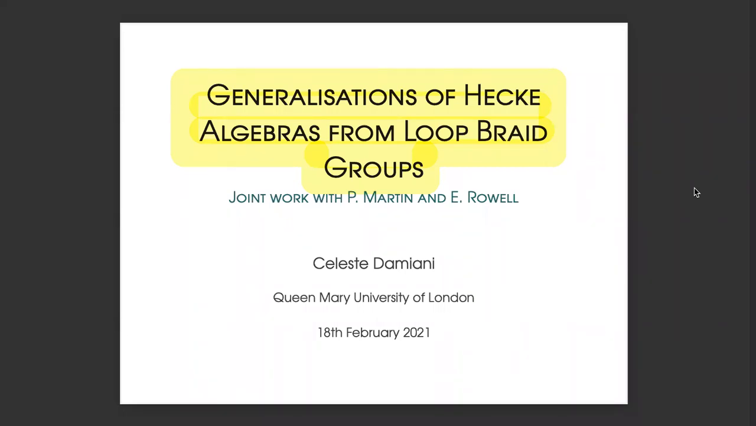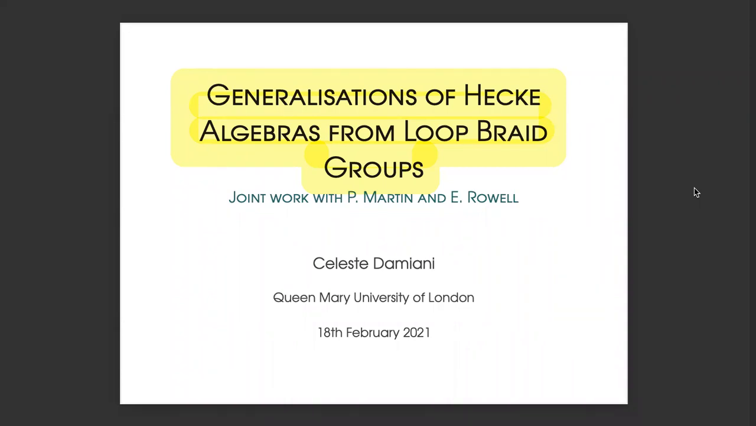I'm going to talk about a joint work with Paul Martin and Eric Roll about generalization of Hecke algebras that come from generalization of braid groups called loop braid groups. And in fact, I'm not really going to talk about this work. I'm going to talk more about the motivation behind it. So it's going to be more of a story of how we got there.